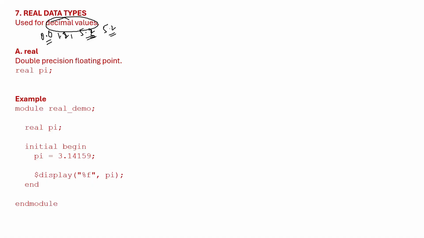Real can be used as double precision floating point. Double precision floating point means whatever floating values we have, that will be stored here. Not only a single floating value, that means 1.2 is a single, and then 1.2345, that is the double floating value. It can be stored. It is capable of storing floating values also. The default value of this one is 0.0. That is the default. If you are not giving any value, then the default value it will store is 0.0.